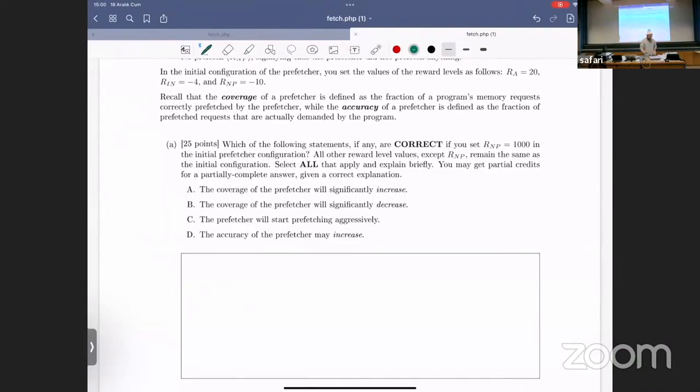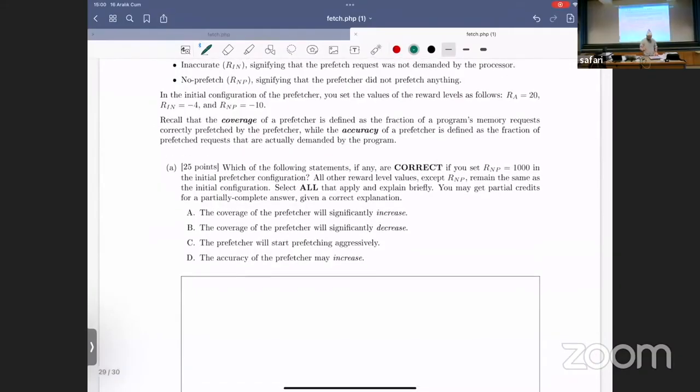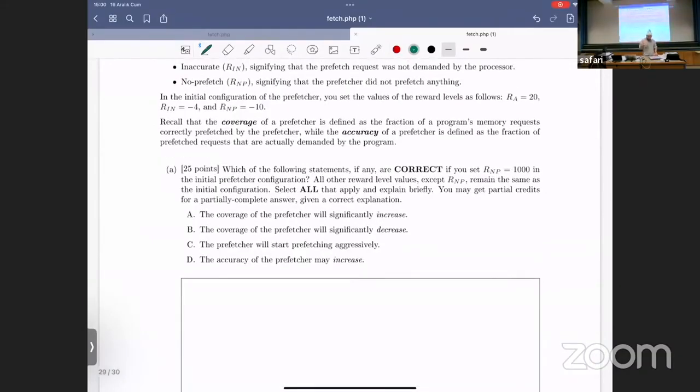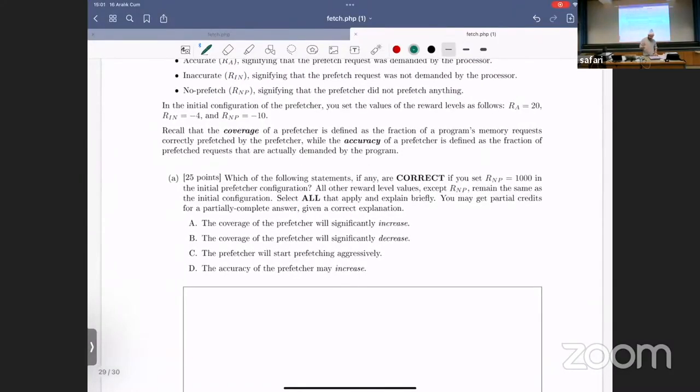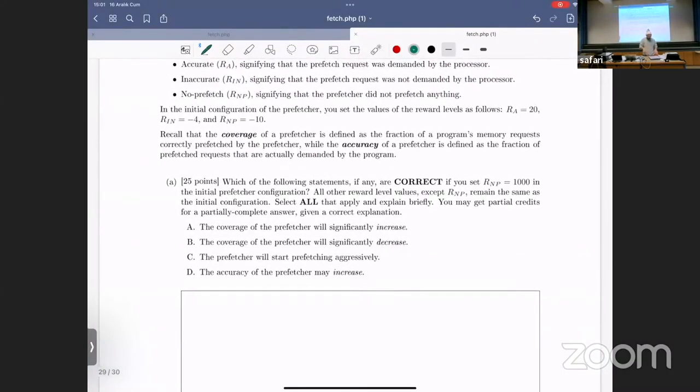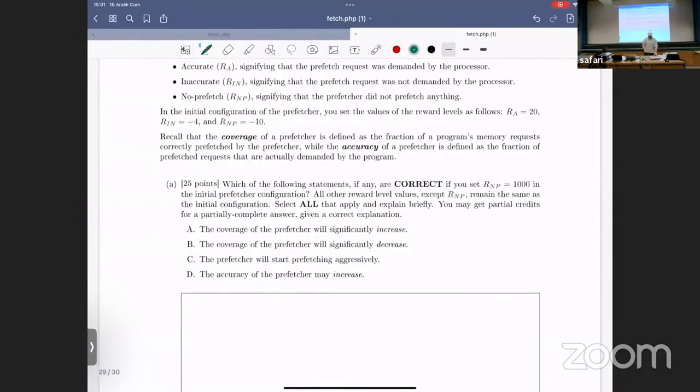Which of the following statements, if any, are correct if you set the reward for not prefetching to 1000 in the initial prefetcher configuration, given that all the other values, except no prefetching, remain the same as the initial configuration? There might be multiple correct choices here. First, the coverage of the prefetcher will significantly increase. The coverage of the prefetcher will significantly decrease. The prefetcher will start prefetching aggressively, and the accuracy of the prefetcher may increase.